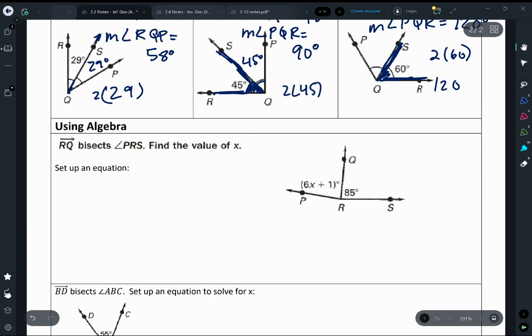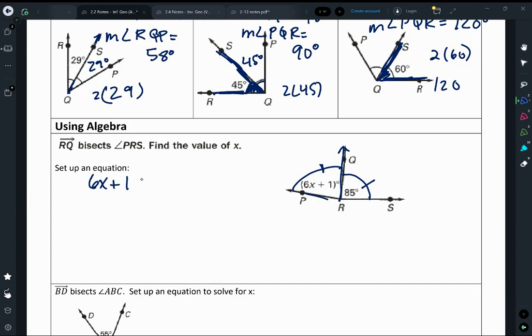Okay, so now we've got one that's using algebra. Ray RQ bisects PRS, find the value of x. So if it's bisecting, then that tells me that this angle here is the same as this angle here. So I'm going to set them equal to each other. So 6x plus 1 equals 85. And then I'm going to solve. So 6x plus 1 minus 1 makes a 0. 85 minus 1 is 84. So 6x equals 84. And then we need to divide both sides by 6.